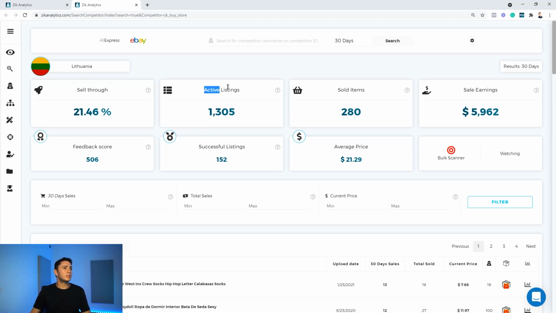He has right now 1,305 active listings. And out of 1,305 active listings, you have 280 sold items, transactions, which only 152 listings generated. So some listings sold more than one. So out of 1,305, 152 successfully sold at least one product.